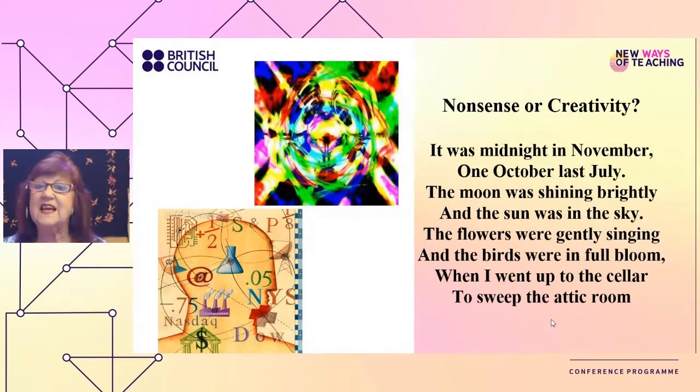It's a poem. It was midnight in November, one October last July. The moon was shining brightly and the sun was in the sky. The flowers were gently singing and the birds were in full bloom when I went up to the cellar to sweep the attic room. I wonder if you think it's nonsense or creativity or something completely different. Please jot your notes in the chat box and I'll carry on and we'll have what you've written in a few moments when you've had time to write.